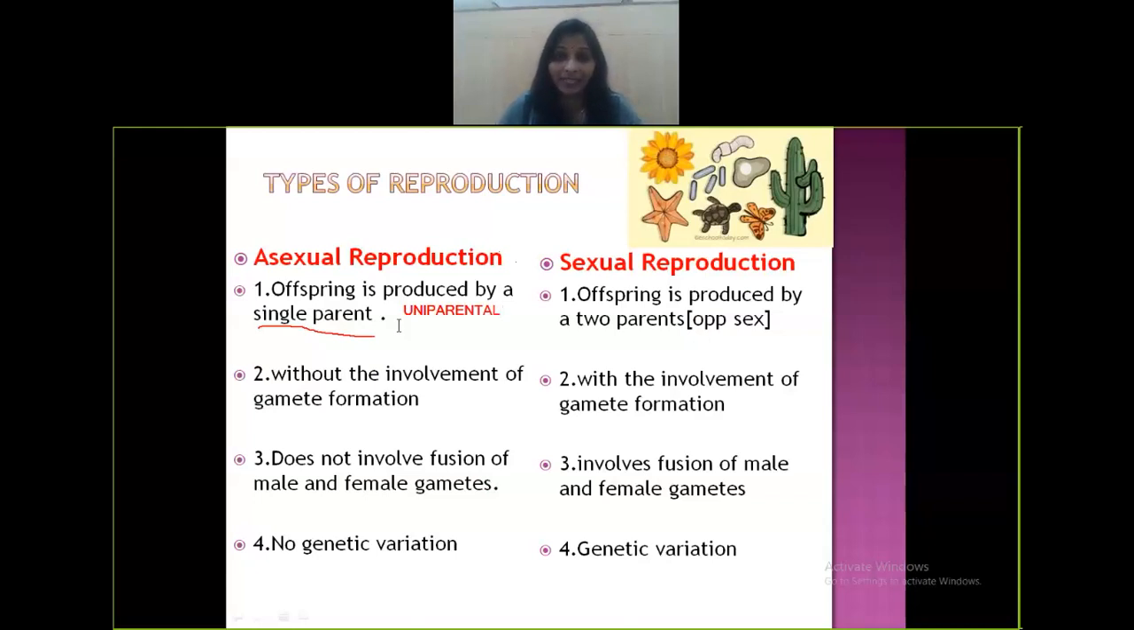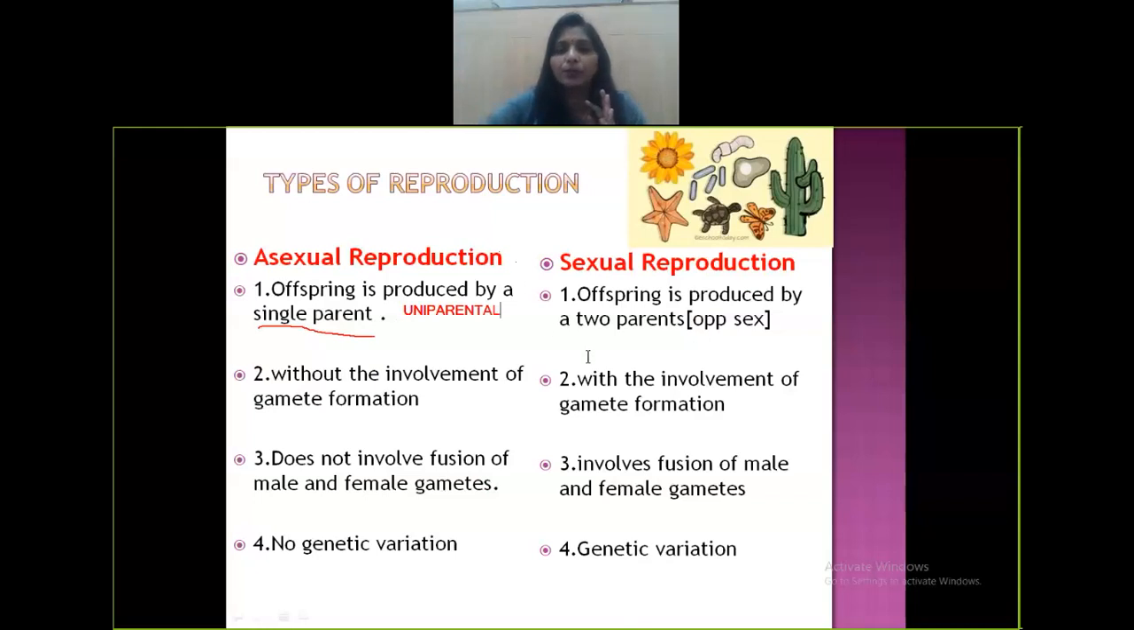For example, in case of amoeba, the single organism itself divides to form two daughter cells. That's the meaning over here. Offspring is produced by a single parent. Only one parent is involved, then we call it as uniparental.